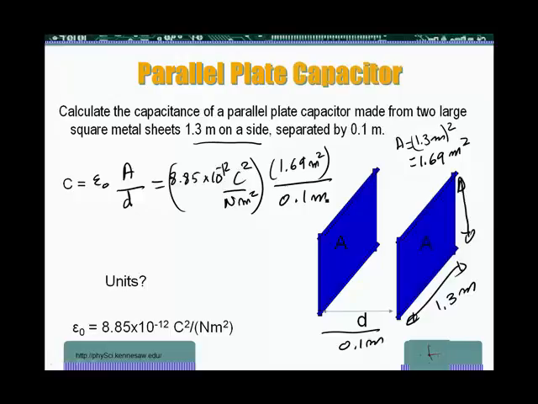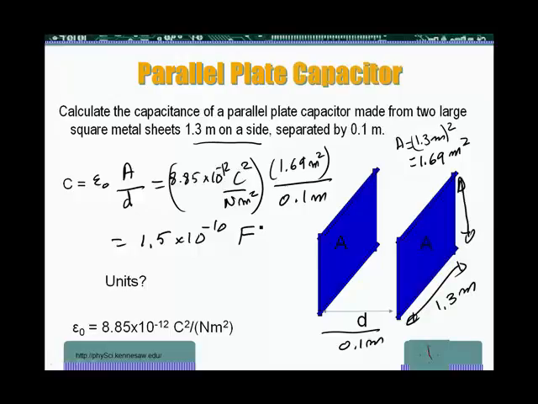I'm calculating it on the side here. So I get something like 1.5 times 10 to the minus 10, excuse me, farads.